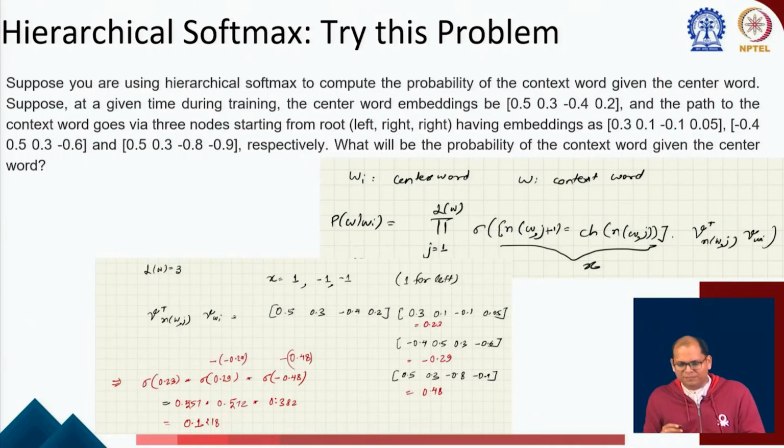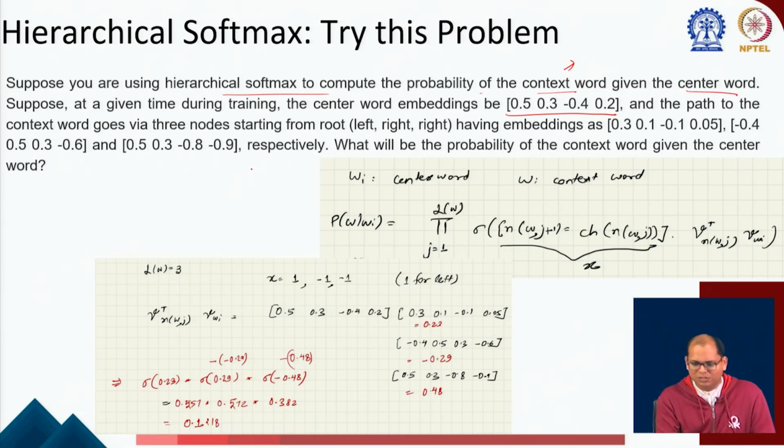So there is one question that I have, so that you get more idea on how this works. Suppose you are using this hierarchical softmax to compute the probability of the context word given the center word. The target word is there, for which you know the embedding, but the context word is in the tree. So you have to traverse the tree to obtain the probability. At a given time during training, the center word embeddings are these, and the path to the context goes via 3 nodes from root. So you have the root node, then you go left, then you go right, and then you go right. And this is the node that you are interested in.